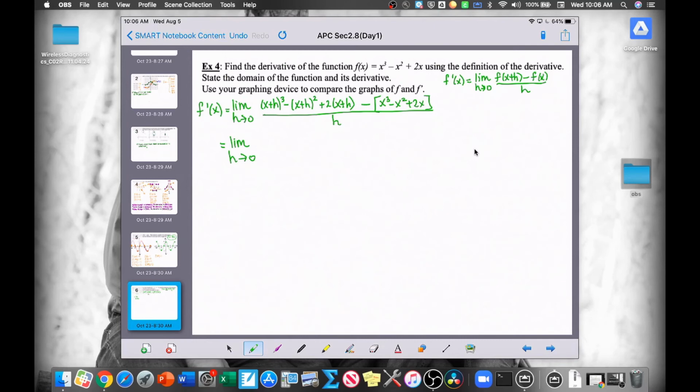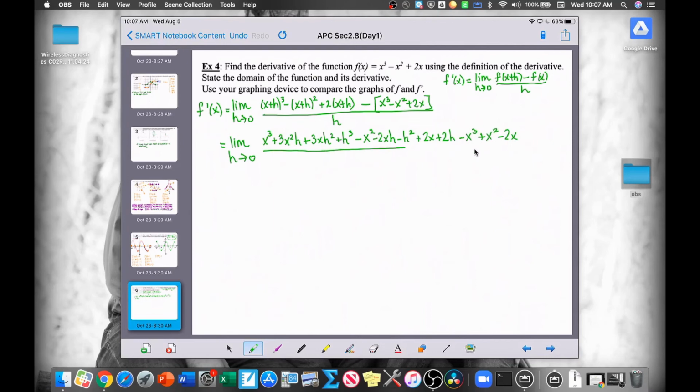So (x + h) cubed is going to be x cubed plus 3x squared h plus 3xh squared plus h cubed. And then (x + h) squared is x squared plus 2xh plus h squared, but all three terms have to be made negative. So minus x squared minus 2xh minus h squared. Next, I distribute the 2, so plus 2x plus 2h, and then finally I distribute the negative to f of x, so negative x cubed, positive x squared, and negative 2x.